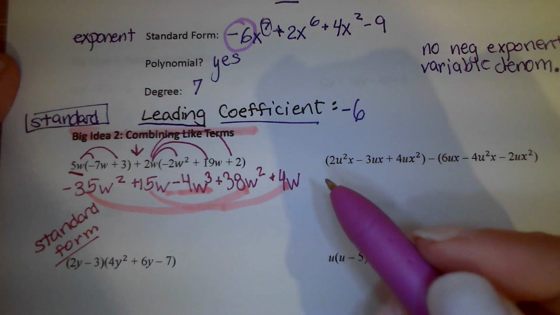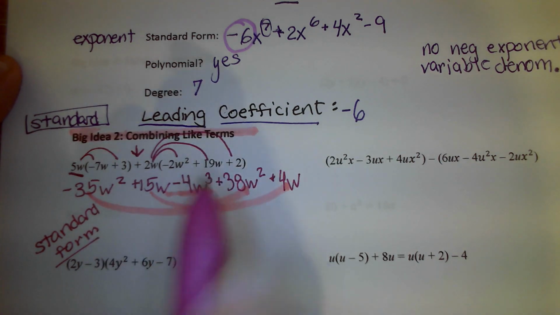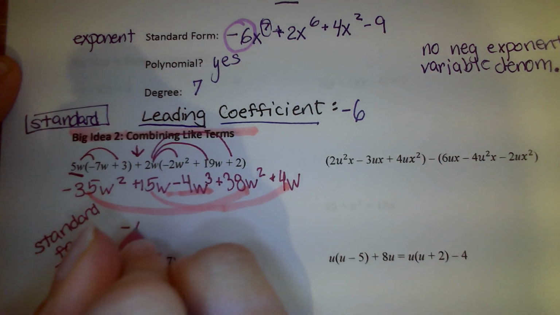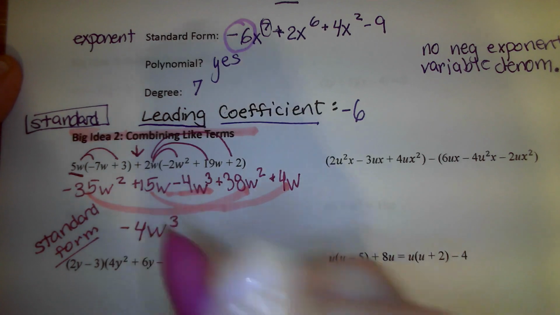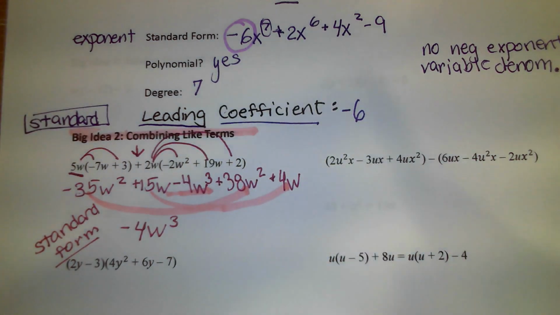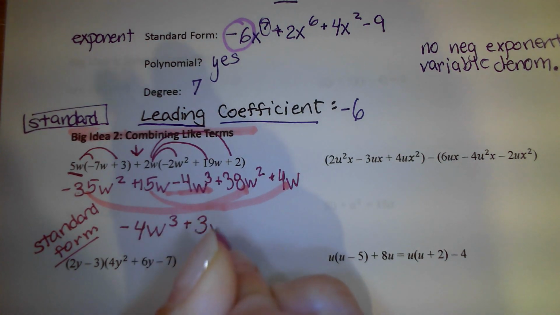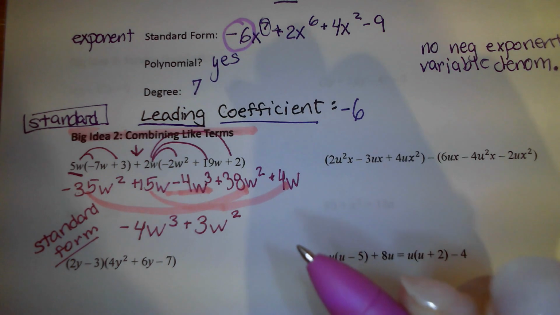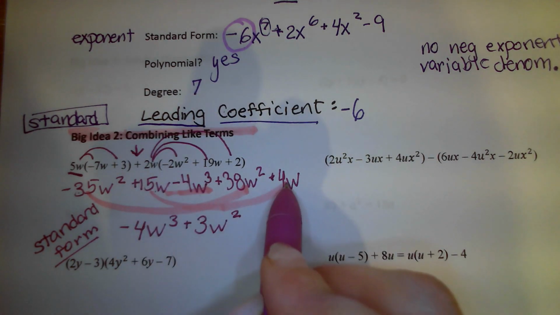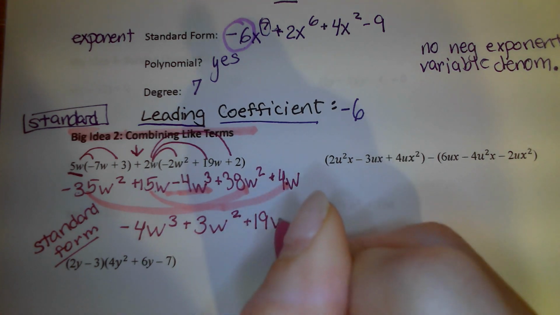So I'm going to combine these like terms. The first one is w cubed. That's the largest exponent. So we'll start with negative 4w cubed. Then negative 35w squared plus 38w squared. That's going to be positive 3w squared. And then 15 plus 4 is 19w.